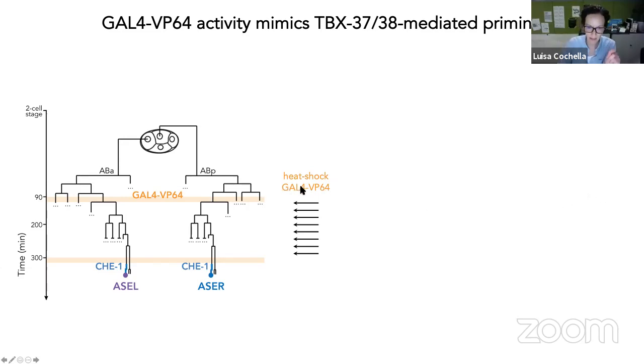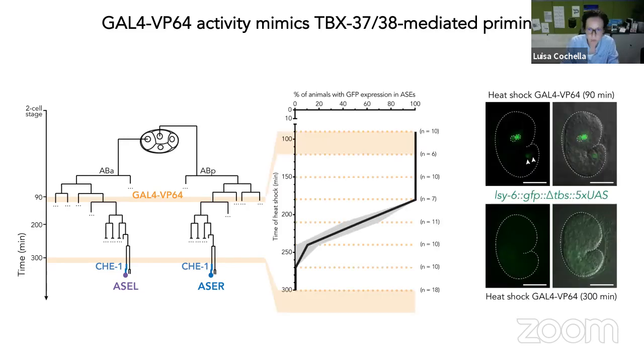express the GAL4 VP64 protein fusion under the heat shock promoter, and we provide this fusion at different time points. And we're now monitoring expression of this locus that has the UAS sites. And when we do that, we see a practically identical time course of activation of the Lausi6 locus. If we provide the GAL4 VP64 early on until about 180 minutes, which is around here again, we can activate Lausi6 expression in all animals, but beyond that time point, we again lose the ability to activate this locus.